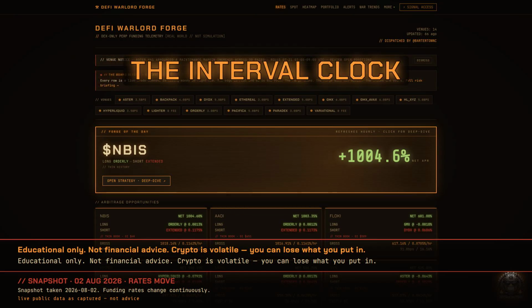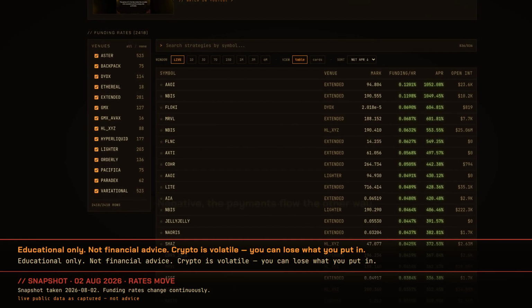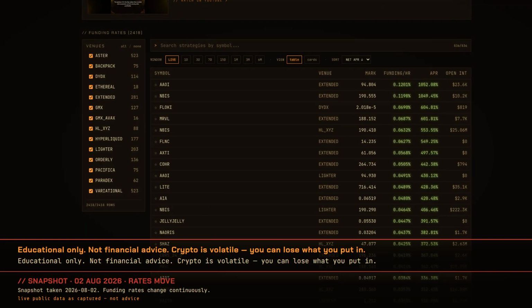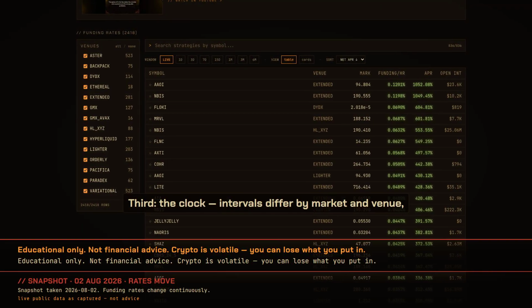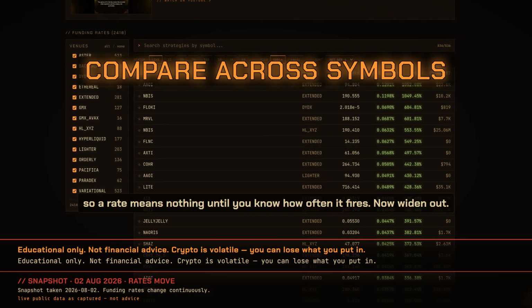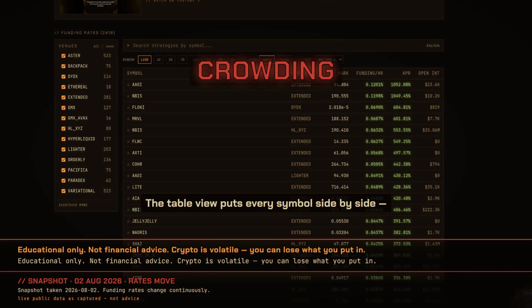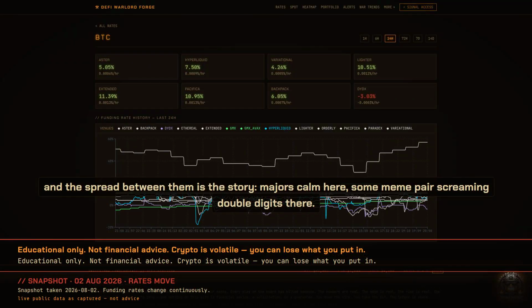Second, the sign. Positive, longs are paying shorts. The crowd is leaning long and paying for the privilege. Negative, the payments flow the other way. Third, the clock. Intervals differ by market and venue, so a rate means nothing until you know how often it fires. Now widen out. The table view puts every symbol side by side, and the spread between them is the story.